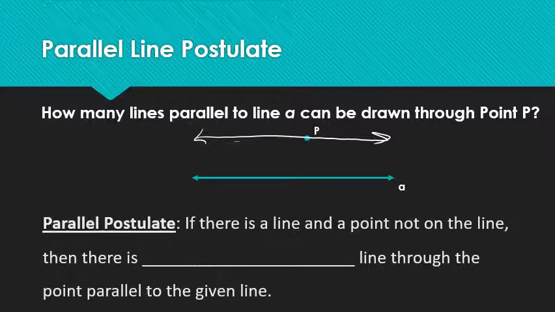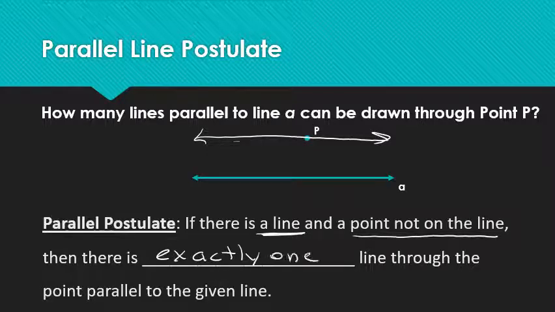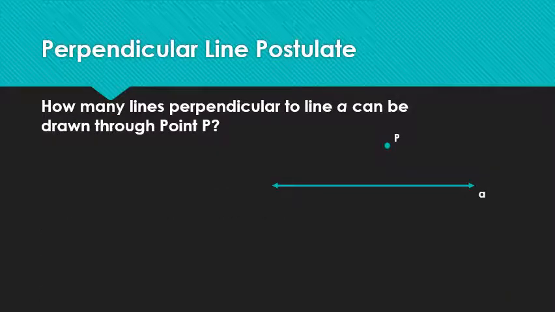The parallel postulate says if there is a line, so we had a line, and we had a point not on the line, then there is exactly one line that goes through the point that is parallel to the given line. So any other lines we draw either wouldn't go through point P or they would not be parallel. This brings up the perpendicular line postulate.